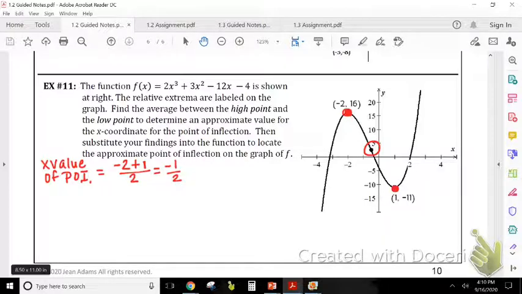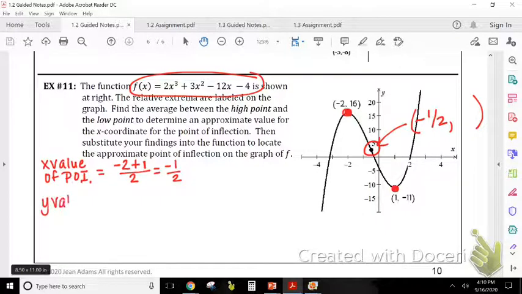So that means that this point of inflection right there has an x value of negative 1/2, comma, we don't know what yet. Well, remember, anytime you know an x value and they gave us an equation, we can always plug it in to solve the y. So we're not going to average the y's. It doesn't work out that way. But you know the x value, so now you plug it in the equation to find the y value.